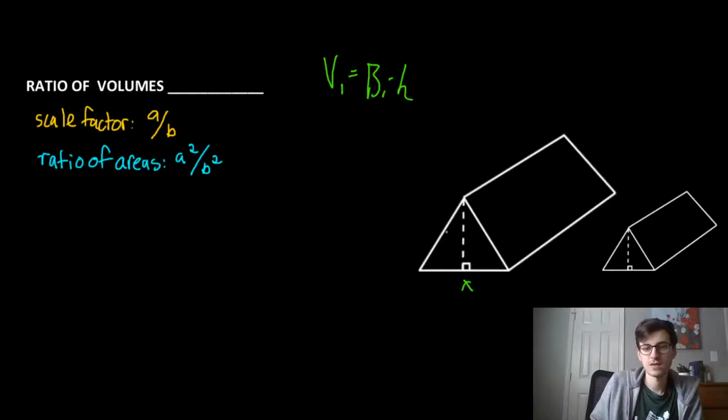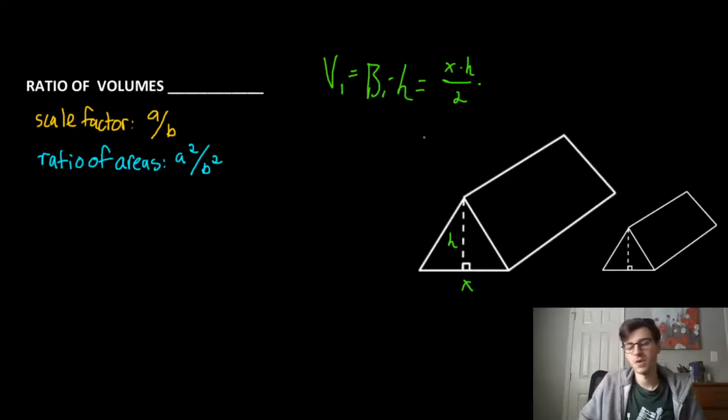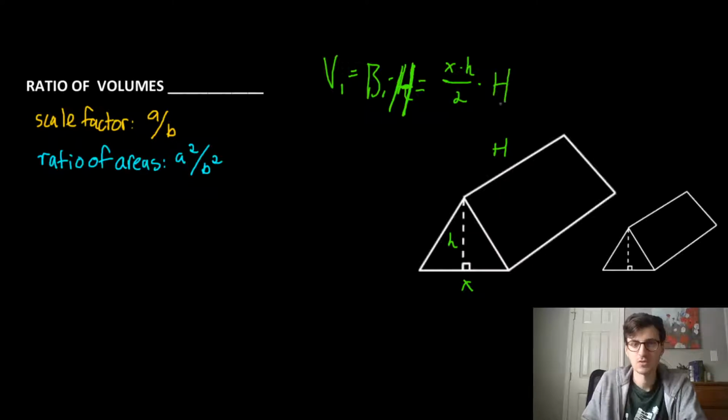Again, that's x. Here's height. So that's equal to x times h divided by 2, times, and this is really the height of my figure. So maybe we can use a big H. I know it's hard when we're using this, so this is big H right there, times big H.